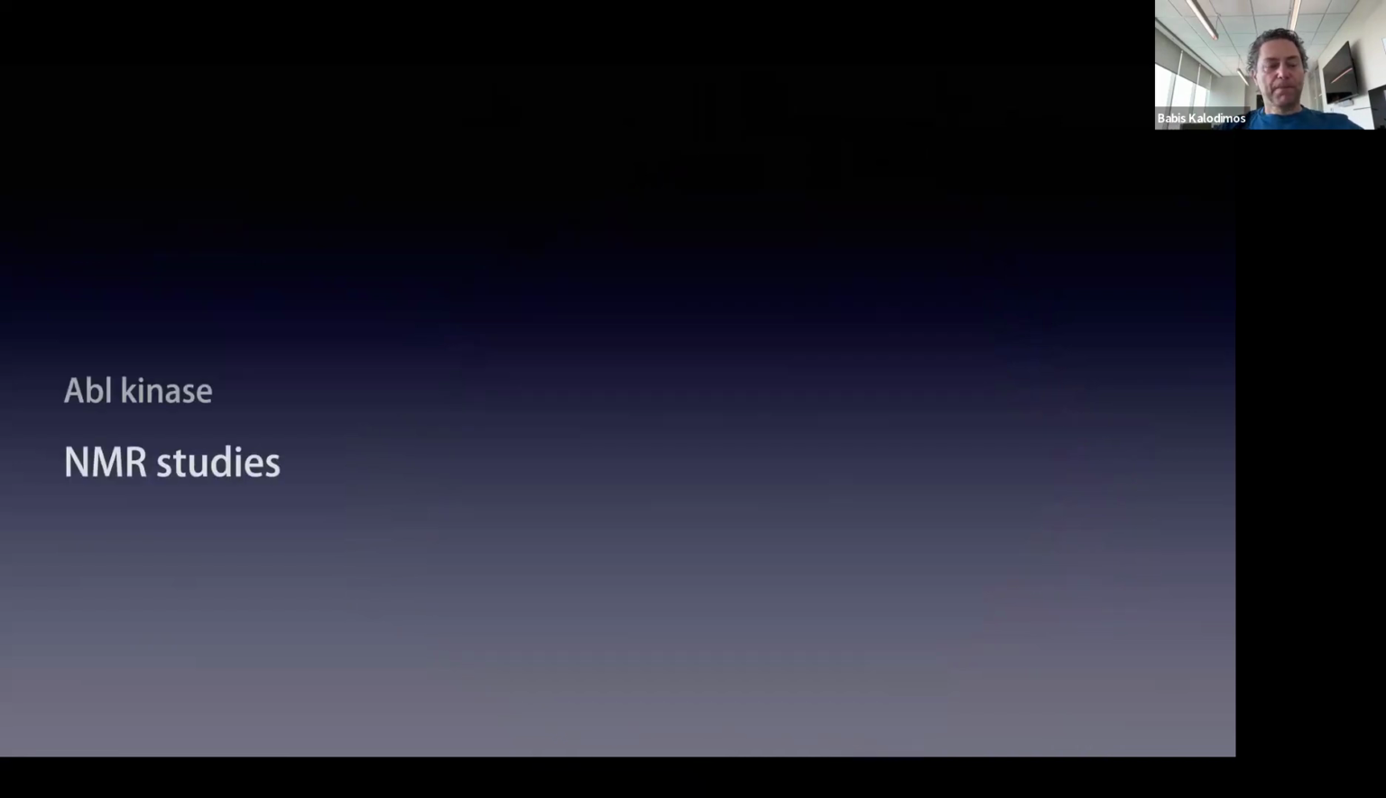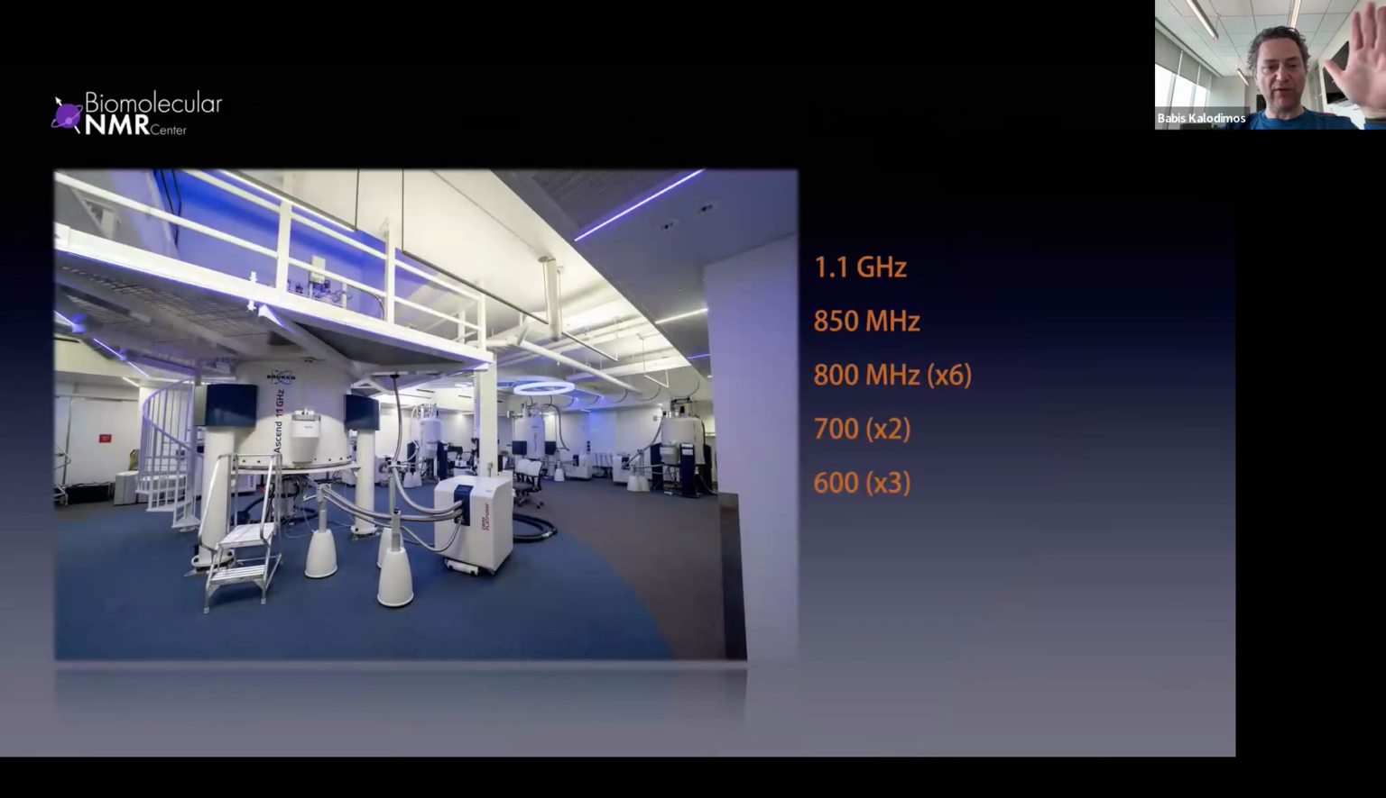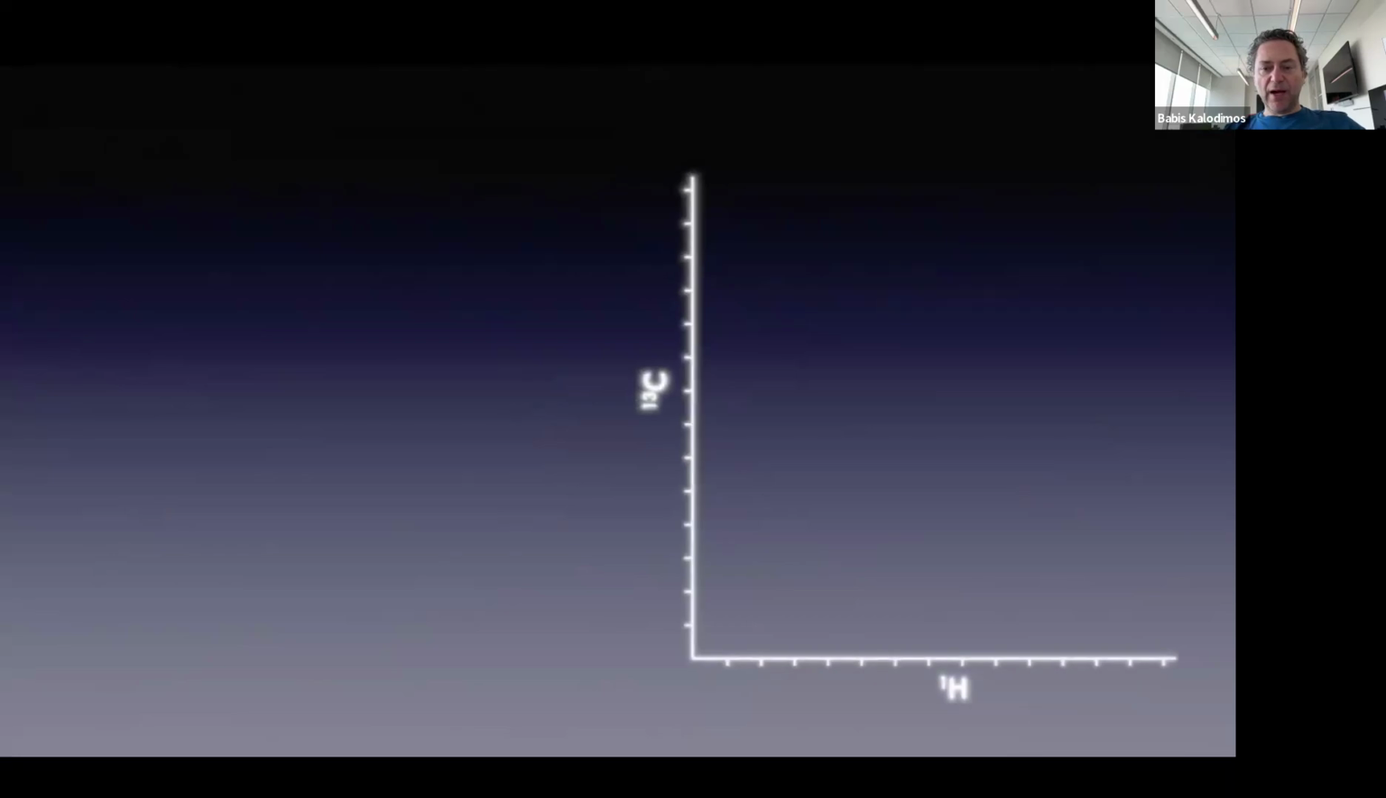All right, so how then can we, by NMR, access this conformational landscape? There's a lot of physics here, but I'll keep it at the very highest level, just to mention that we have one of the largest NMR centers here, with our flagship 1.1 gigahertz, the largest and most powerful magnet when it was installed about 6 years ago, together with many other NMR instruments.